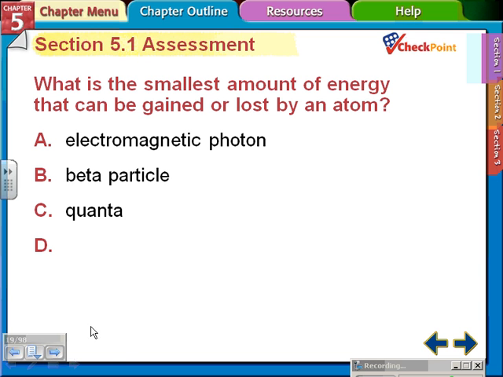Okay, we will stop here for section 5.1.